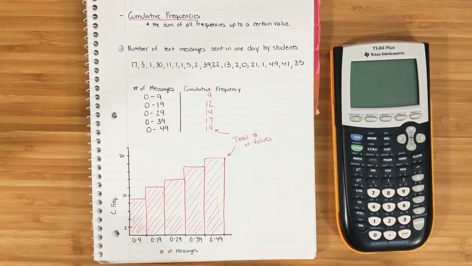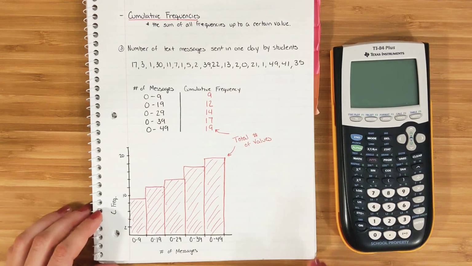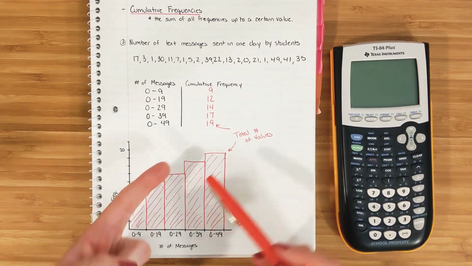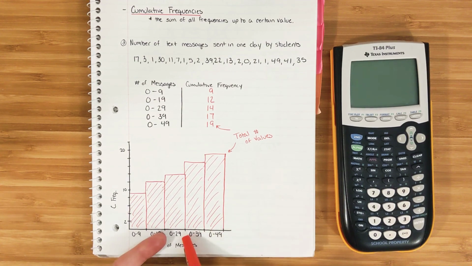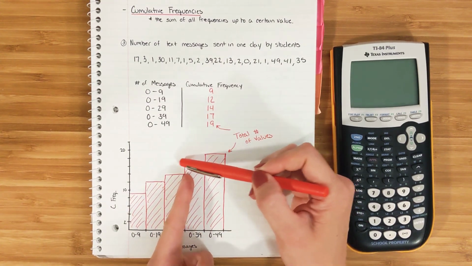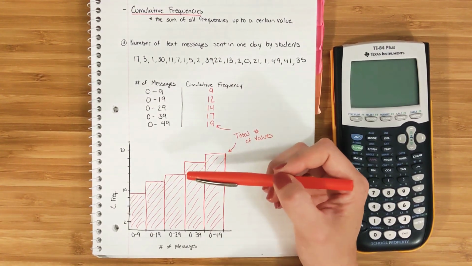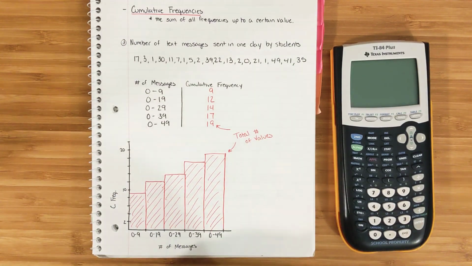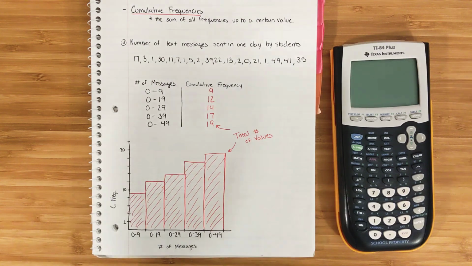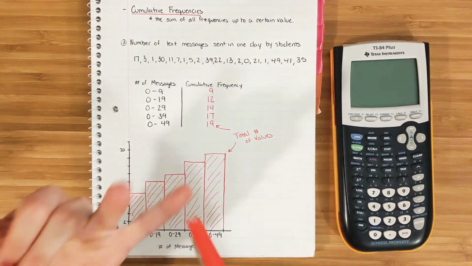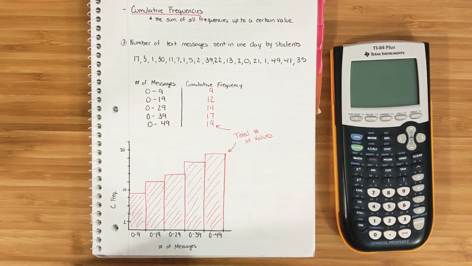And then in order to find specific sections, you would have to take into consideration that this bar measures from 0 to 39, and this bar measures 0 to 29. So this space in between them represents the people who sent 30 to 39 messages. A lot of information that you can pick apart from frequency tables, frequency histograms, and cumulative frequency histograms.